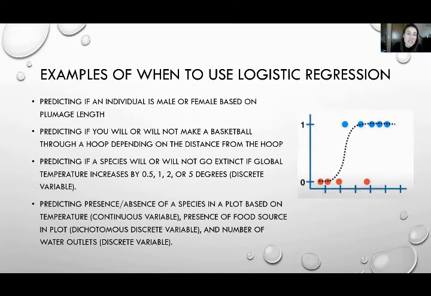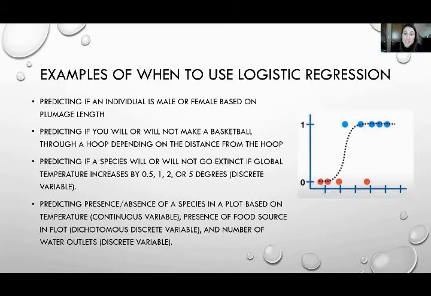Predicting if a species will or will not go extinct if global temperatures increase by some different temperature increase scenarios. So here I just gave the scenario of an increase of 0.5, 1, 2, or 5 degrees. And this is a little bit of a different example, because here our x-axis is temperature increase, but these are categories. This is categorical data because we're giving 4 different options for temperature increases.